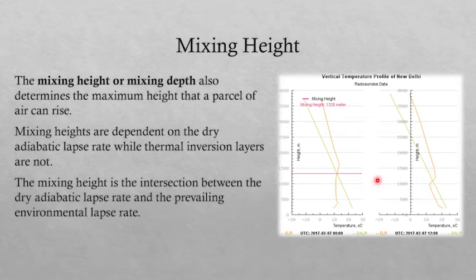If you go back to the environmental lapse rate of the previous graph, this lower part here is also a thermal inversion layer. This is a thermal inversion layer that is very close to the ground, and these types of inversion layers have implications on how we release pollutants into the air.